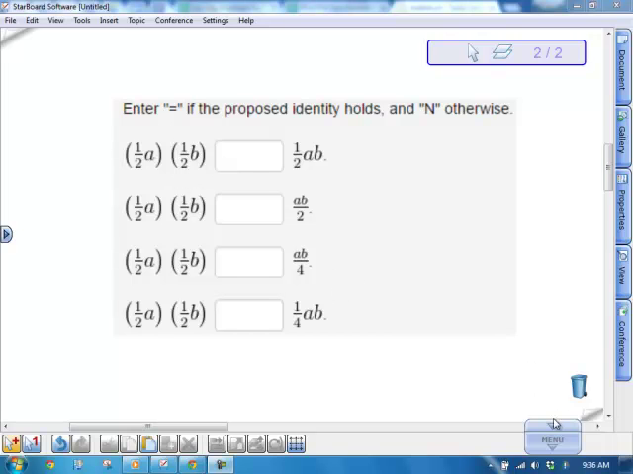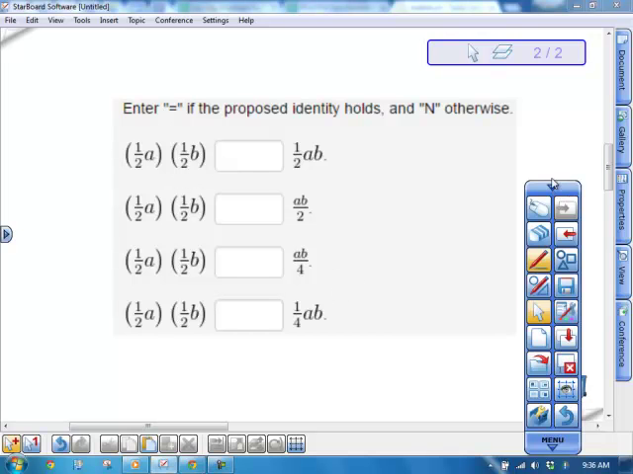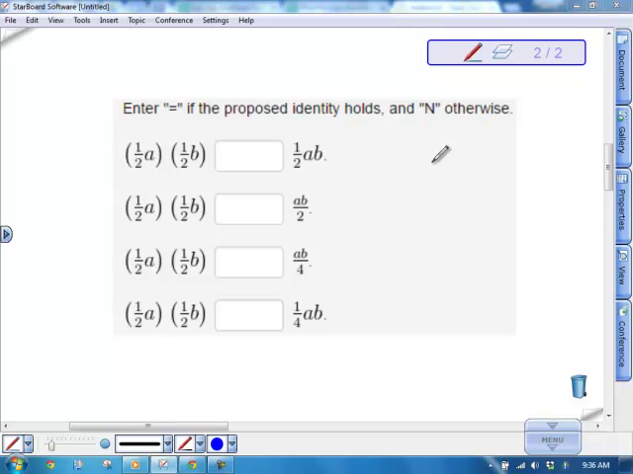Okay, this is the first problem from the prerequisite homework. It wants you to enter an equal if the proposed identity holds and n if it doesn't. So when you multiply the first one together, what you should get is 1/2 times 1/2 will give you 1/4, and then a times b will give you ab. So that's what it should be, and it's not. So we're going to enter in an n here.